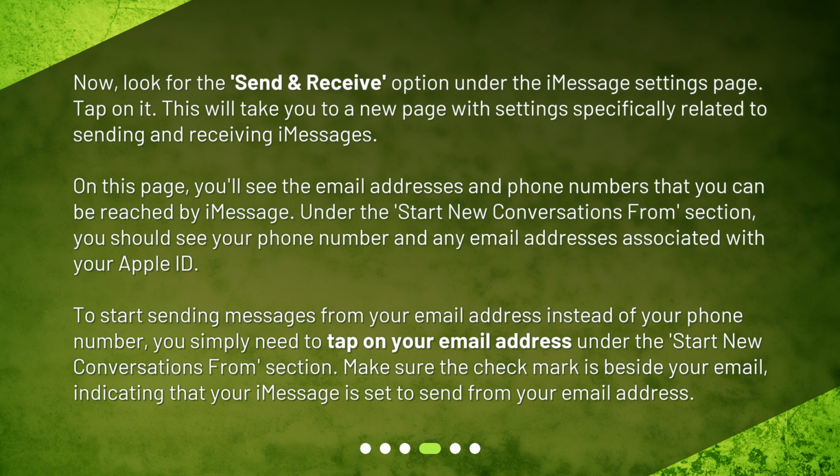Under the Start New Conversations From section, you should see your phone number and any email addresses associated with your Apple ID. To start sending messages from your email address instead of your phone number, you simply need to tap on your email address under the Start New Conversations From section. Make sure the check mark is beside your email, indicating that your iMessage is set to send from your email address.